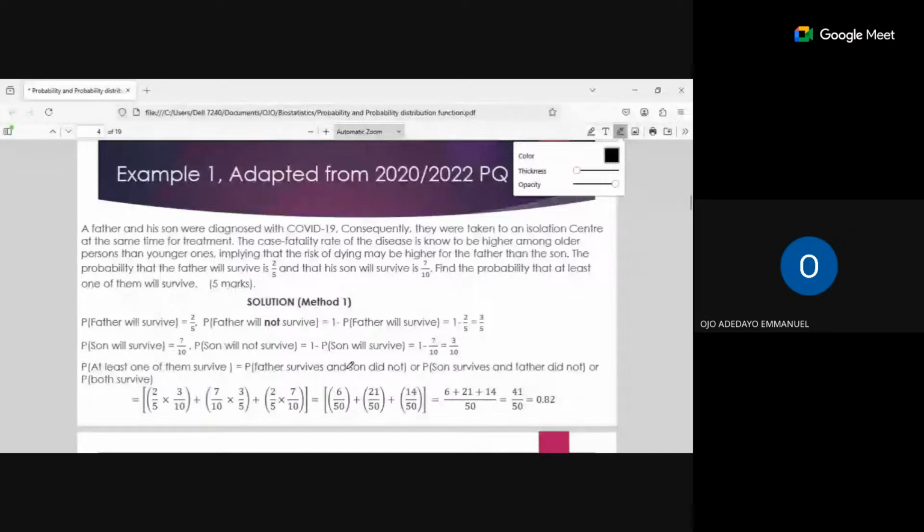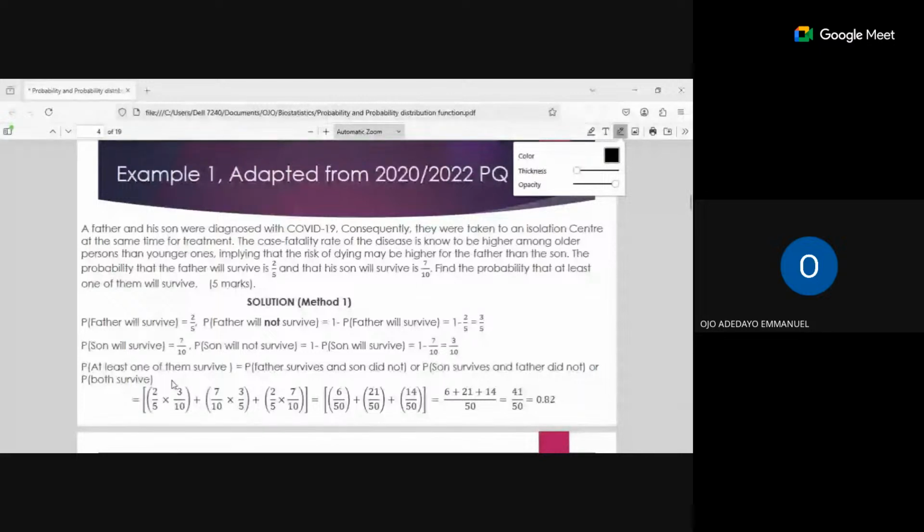"Or" in probability means addition. So plus the probability that the son will survive, which is given in the question to be 7 over 10, times the probability that the father will not survive, which is given to be 3 over 5.